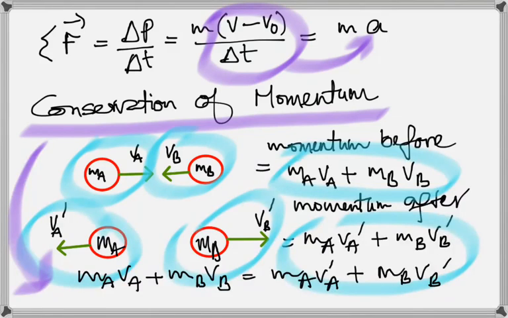Correct. The total momentum will not change from before and after. The total momentum will be the same. If you take the momentum of each object, it would have changed. But if you add their momenta together, it will still be the same.